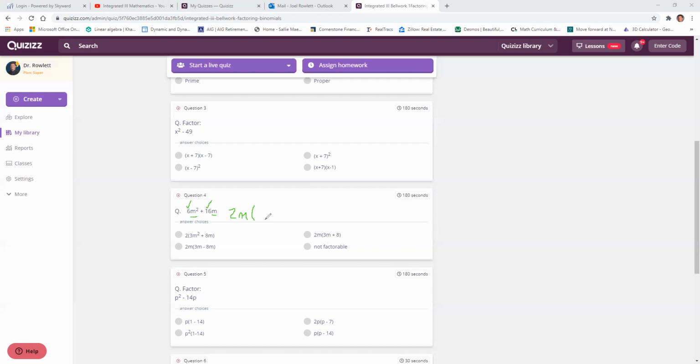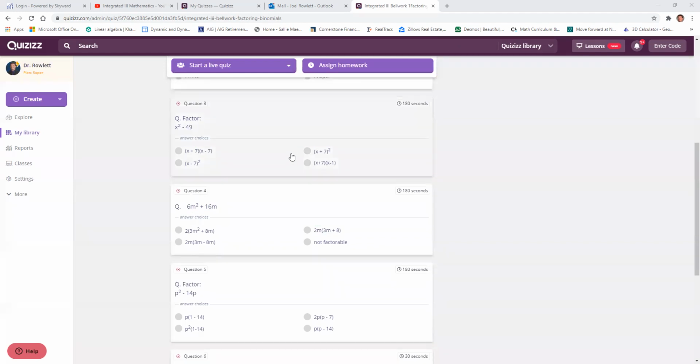What would have to go in the first position here that would multiply by 2m to give me 6m squared? Well, that would have to be 3m. And then, since it's a plus, I will put the plus sign. And then 2m times what entry in the second position will we need to get 16m? Well, 2m times 8 would give you 16m. So the factored form is going to be 2m, open parentheses, 3m plus 8. So it looks to me like our answer has to be here. So hopefully you got that one correct as well.